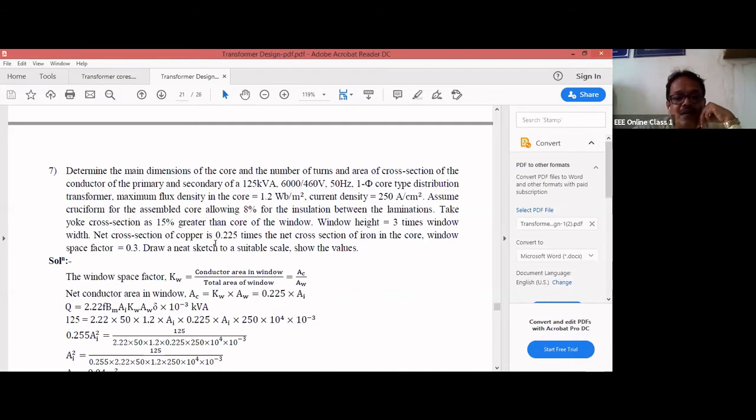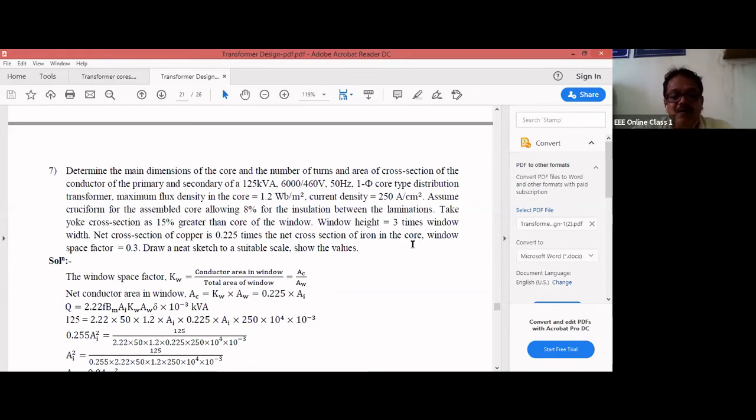Net cross section of the copper means conductor area is 0.22 times the net cross section of the iron core. Window space factor is 0.3. Draw a neat sketch to a suitable scale to show the values. Here you have to draw the neat sketch: overall height, overall width, height of the window. Those figures you have to draw and show the details.